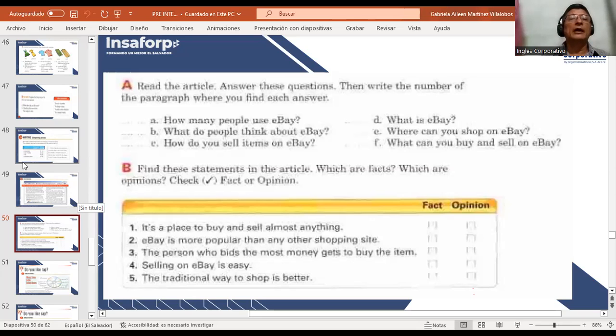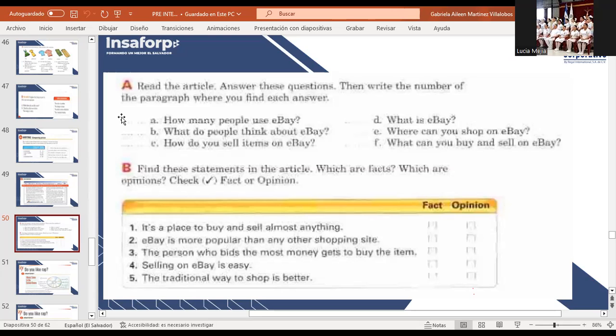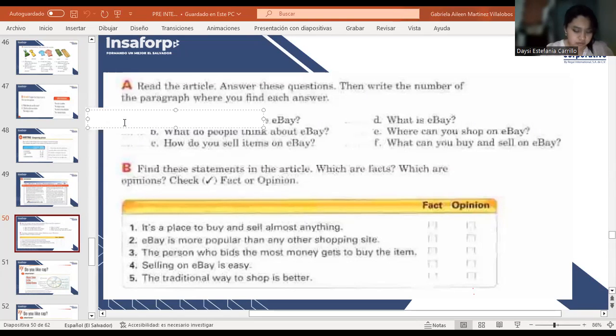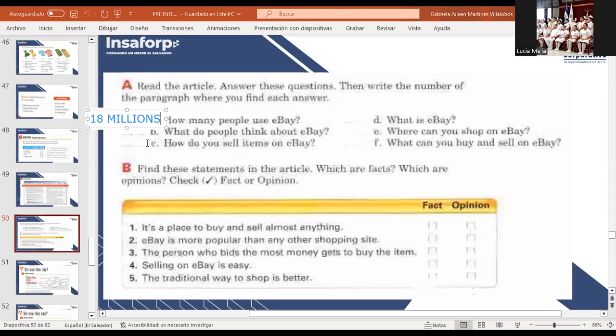Okay, stop. How many people use eBay? Over 18 million. Listen, 18 million. Got it? You have to repeat. 18 million, not millions, okay? No estamos hablando de los minions. 18 million.